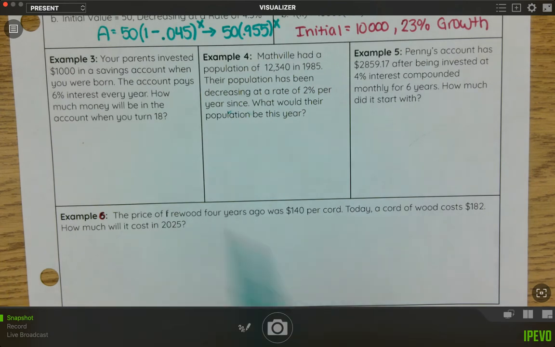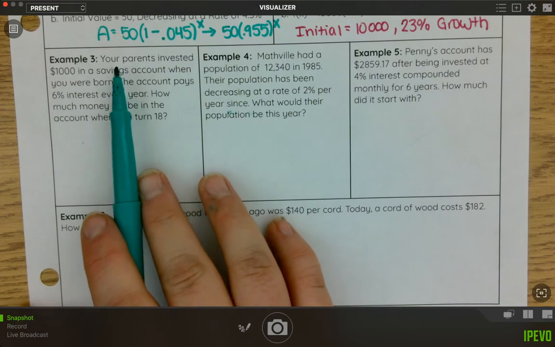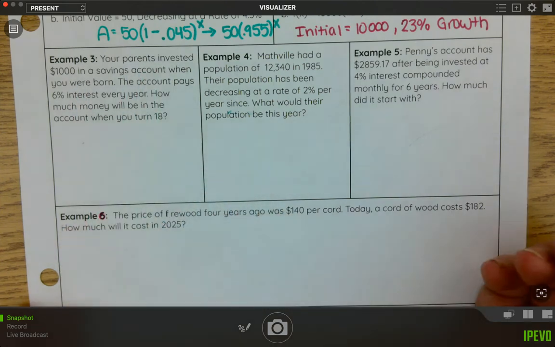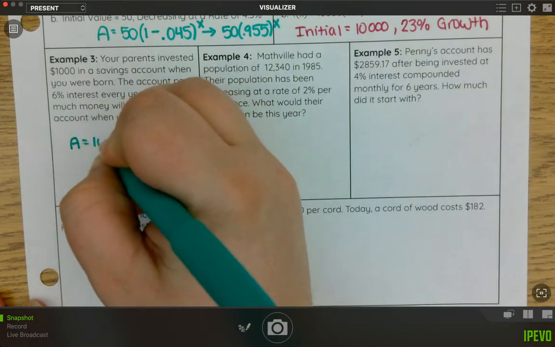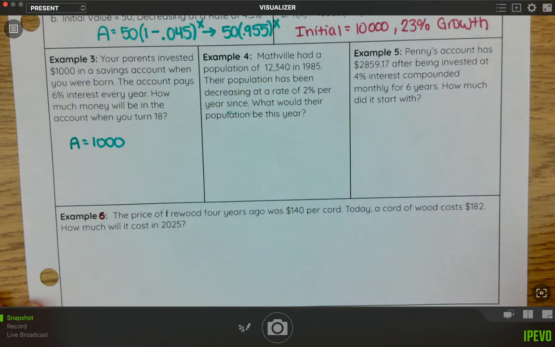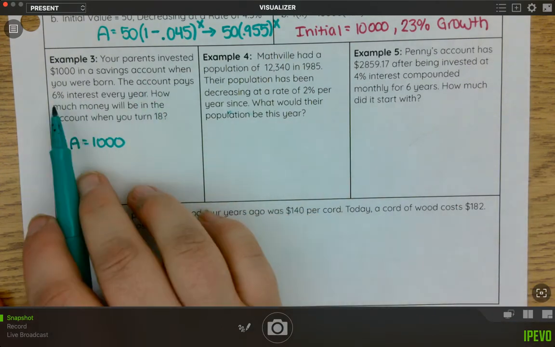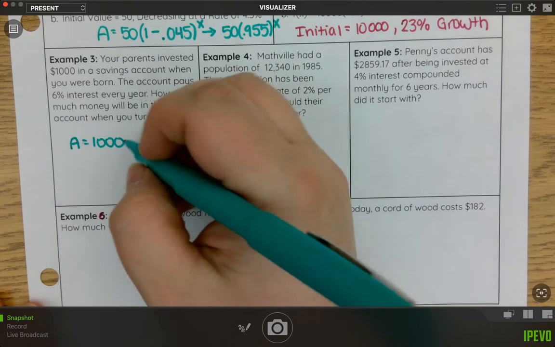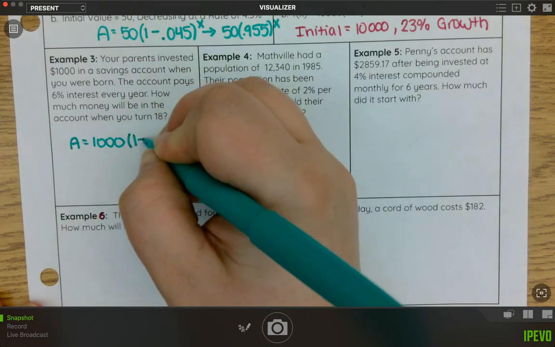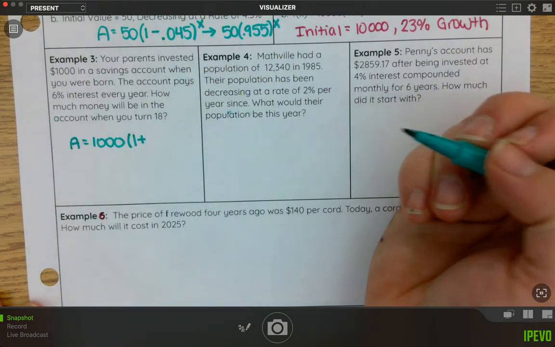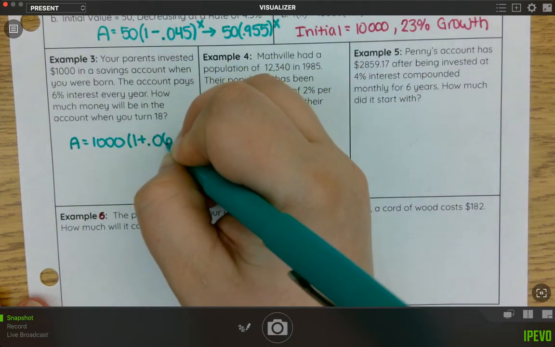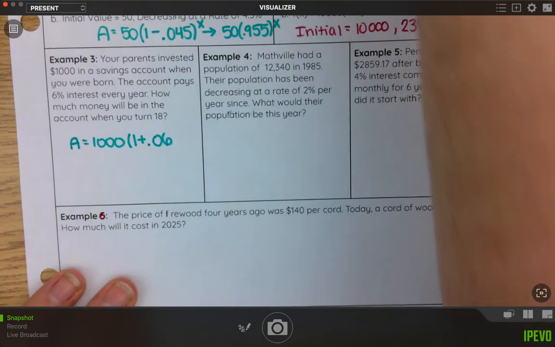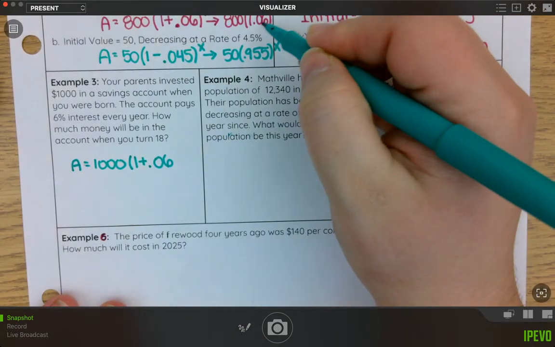So, all right, example 3. Your parents invested $1,000 in a savings account when you were born. That's your initial value. So that's going to be the number that goes out front. The account pays 6% interest every year. That means it's going up, so we're going to do 1 plus 6%, which is 0.06. I had just done that right up here too. Okay, that's where this had come from.